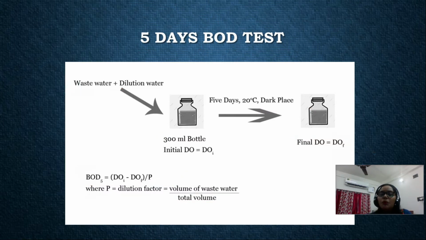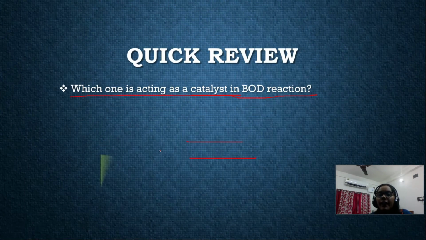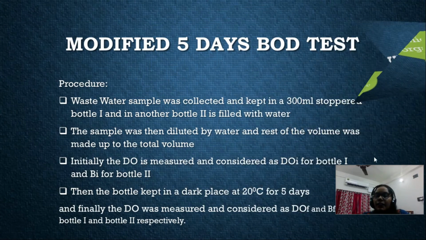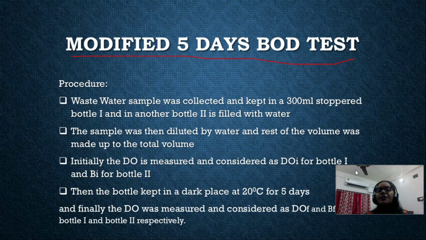So in the modified test, what we have done here is, we have measured the BOD of the water. We have measured the BOD of the total wastewater plus water. So total BOD minus BOD of the water will give you the actual value of the BOD of the wastewater. Understand? So this is all about the modified BOD test.